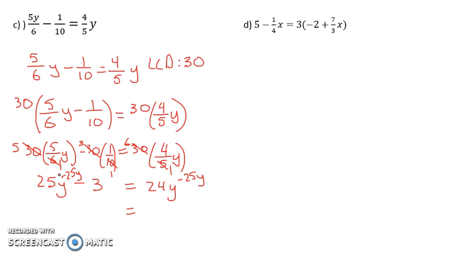So I get the 25y canceling on the left side, which just leaves me negative 3. And then I have negative 1y on the right side. Divide both sides by negative 1, and we find that y equals 3.